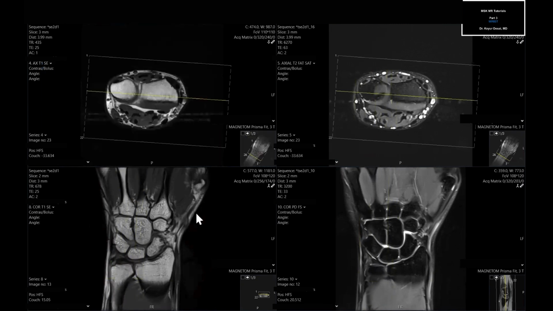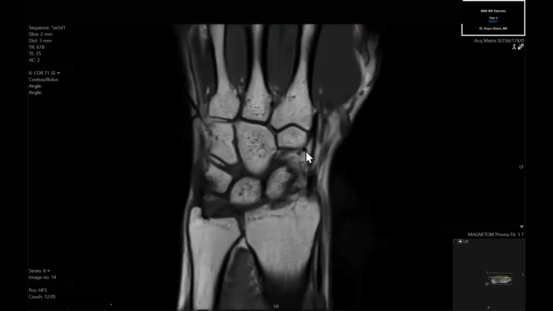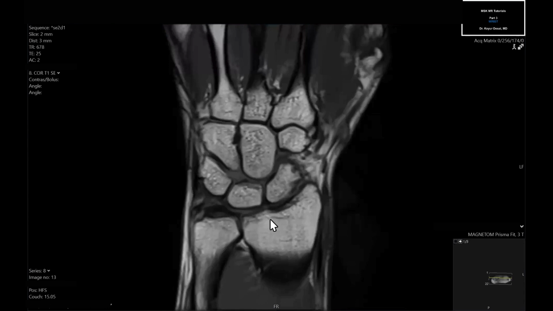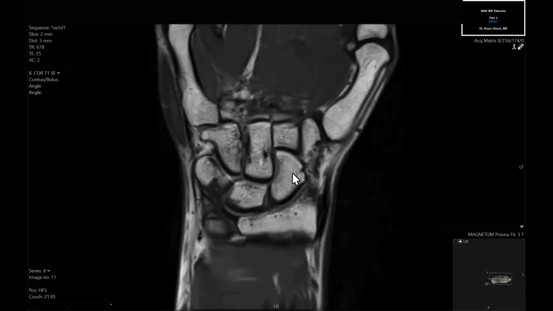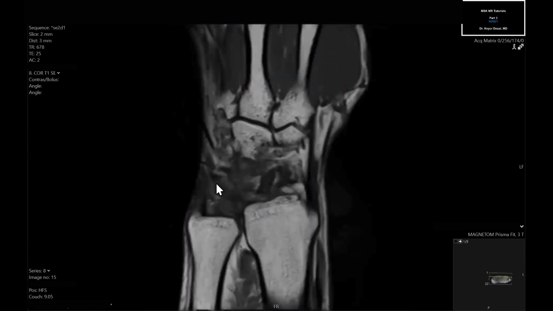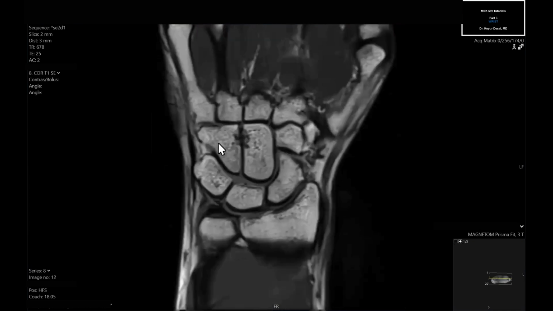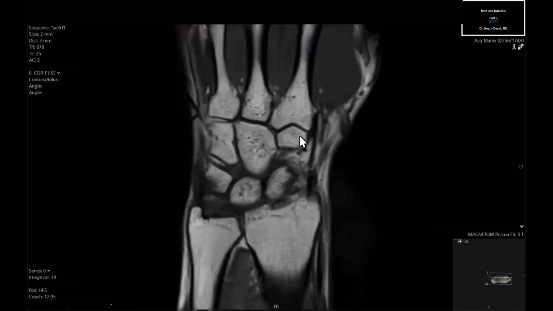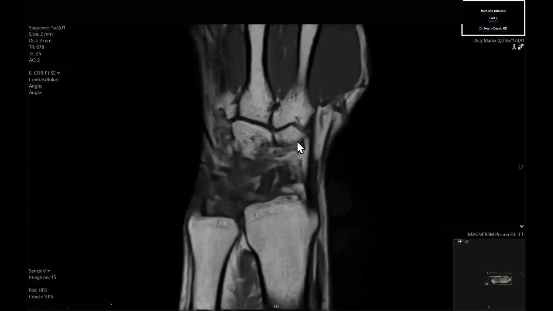So what I like doing is I'll start with the coronal T1, and I'm really just taking a broad overview, looking at all of the bones, the distal radius, the ulna, take a look at the scaphoid, lunate, triquetrum, pisiform, as well as the additional carpal bones and basis of the metacarpals to see if anything catches your eye, or to evaluate the degree of degenerative changes if there is prominent osteophytosis.